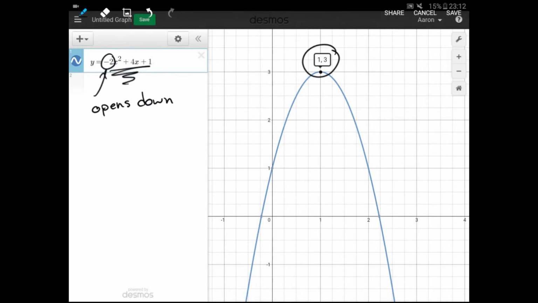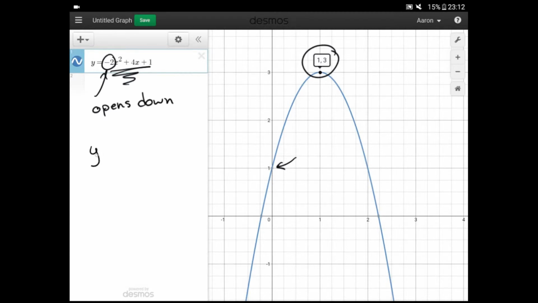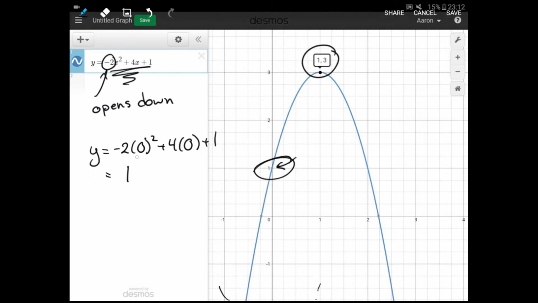Another quick observation we might be able to make is this point right here. If we plug a 0 into this input-output machine, so we have y equals minus 2 times 0 squared plus 4 times 0 plus 1, you'll notice that we're going to get 1. And there you go, there's 1 right there. So we plugged in a 0 and we got out a 1. We call this the y-intercept.